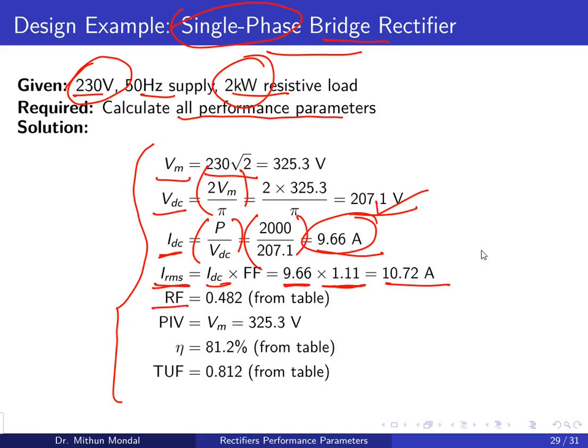Ripple factor, we know for single phase bridge, is 0.482 from the table. Peak inverse voltage is nothing but the maximum voltage that the diode has to withstand in reverse bias. So that is 325.3 volt. Efficiency will be 81.2% from the table. Transformer utilization factor will be 0.812.